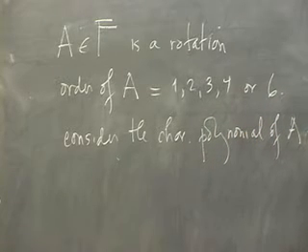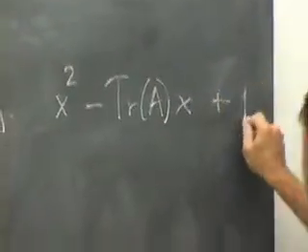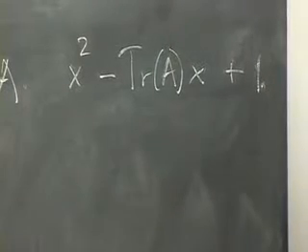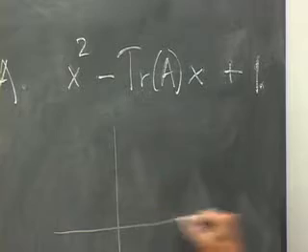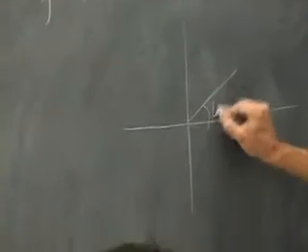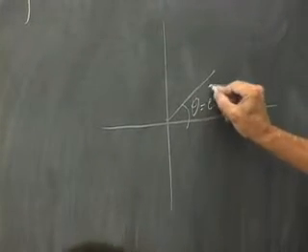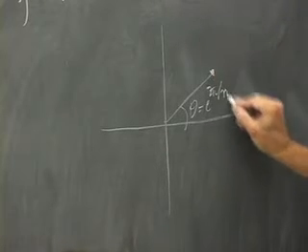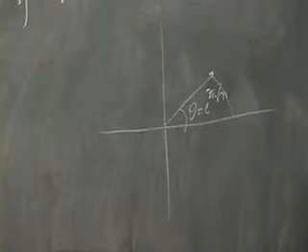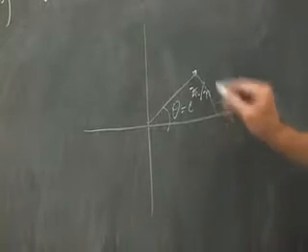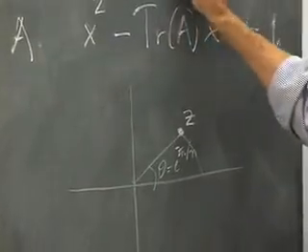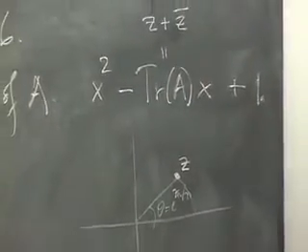It looks like this, I claim. X squared minus the trace of A times x plus 1. It's a two-dimensional transformation. And if I have a rotation by the angle theta, and theta is equal to e to the 2 pi over n, that's my first rotation, then this trace, if I call this complex number z, is the number z plus z bar. Right?